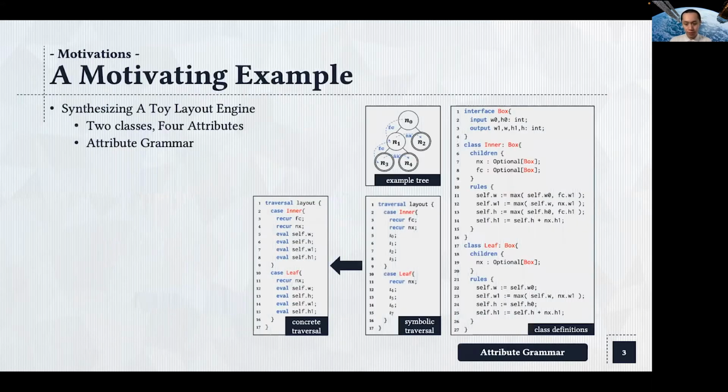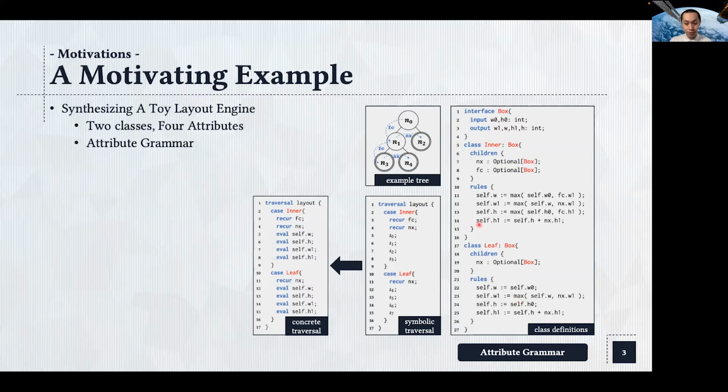So here's a motivating tree traversal synthesis example that I'll be using throughout this talk. Suppose we're trying to automatically synthesize a toy layer engine with simply 2 classes and 4 attributes. As you can see from the right-hand side of the slide, the user can provide an example tree with corresponding class definitions attached. Notice that in the class definition, the user has defined 2 kinds of tree nodes, namely the inner node and the leaf node.